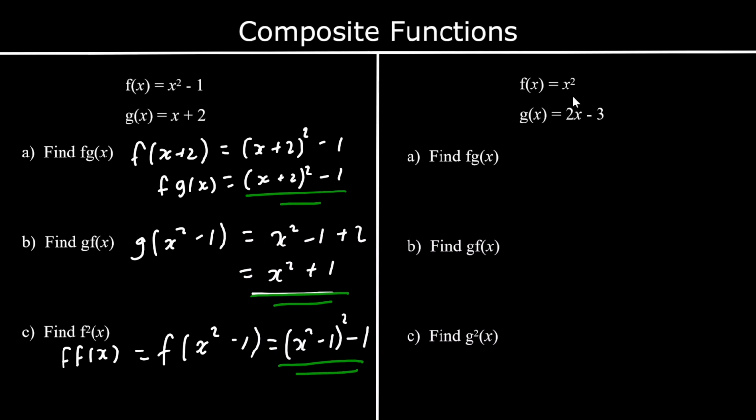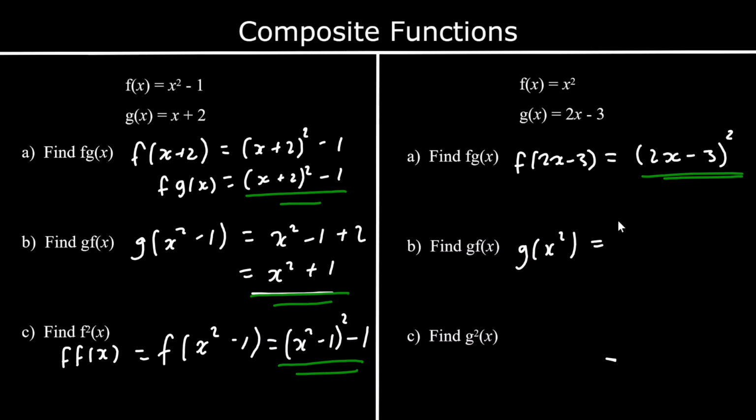So f of x is x squared now. g of x is 2x minus 3. Part A, we're putting g into f. So it's going to be f of 2x minus 3, which is 2x minus 3 squared. Part B, f into g. So it's going to be g of x squared. And that's going to be 2x squared, take away 3. So we're changing x into x squared.